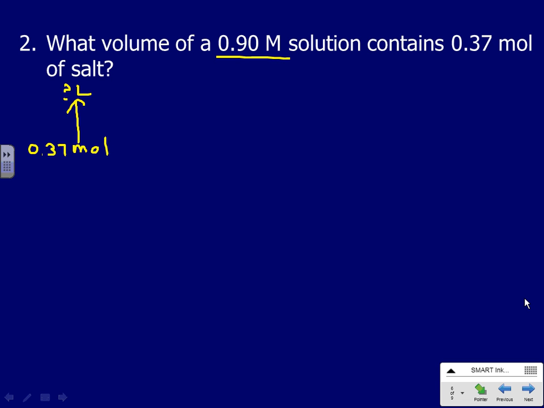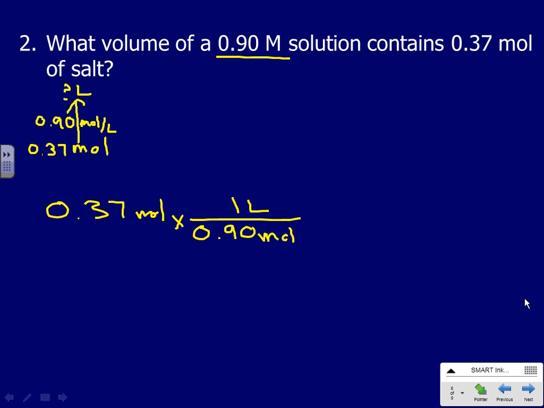Again, the conversion factor, 0.90, and again, turn the M into moles per liter. And now you've got all the tools you need to go from moles up to liters. 0.37 moles. I need to get rid of the moles. I need to put that on the bottom. The number goes with the moles and 1 goes with liters. 0.90 moles per 1 liter. Moles cancel out, and I have the volume of that solution needed.